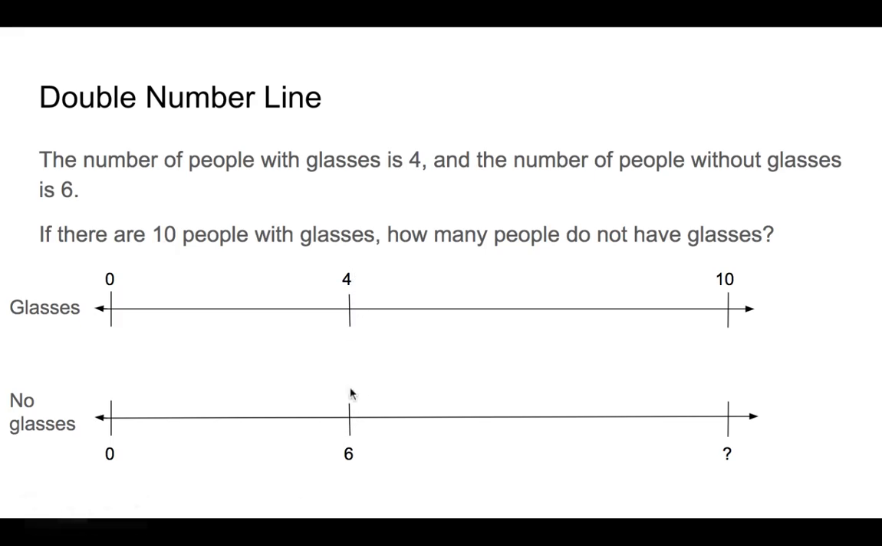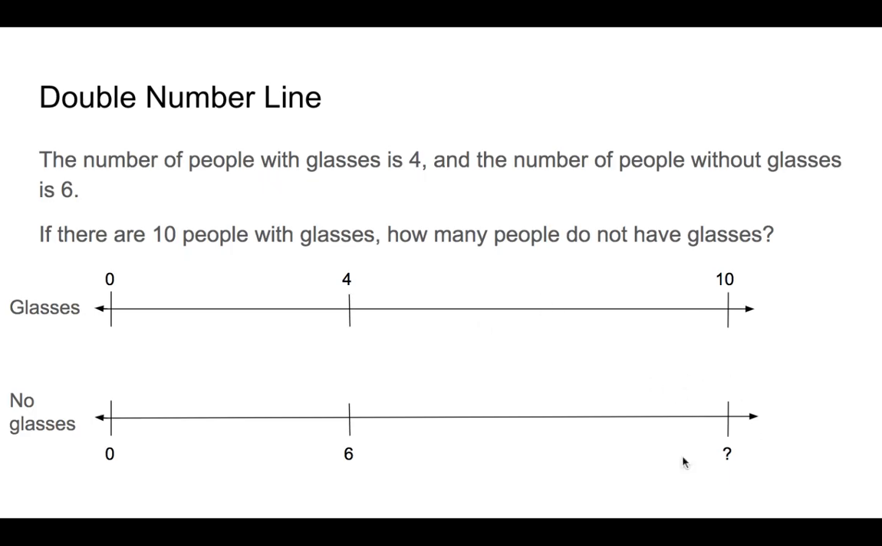So I have my 4 and my 6 lined up. Notice they're the same distance from 0, even though they're different numbers. What else I know is that there are 10 people that have glasses, so I put my 10 here. Now I'm trying to visualize this in equal increments, so that's why the distance between 0 to 4 is shorter than the distance between 4 and 10.